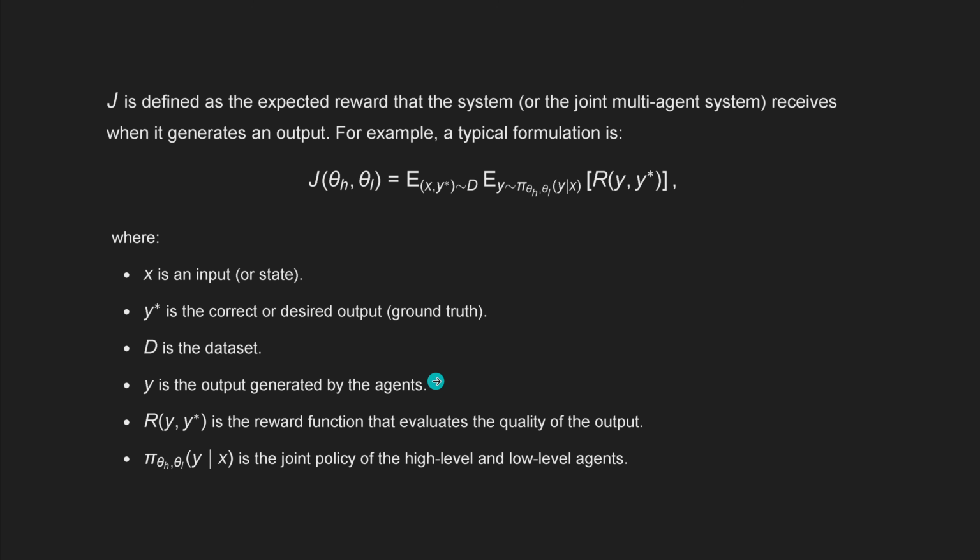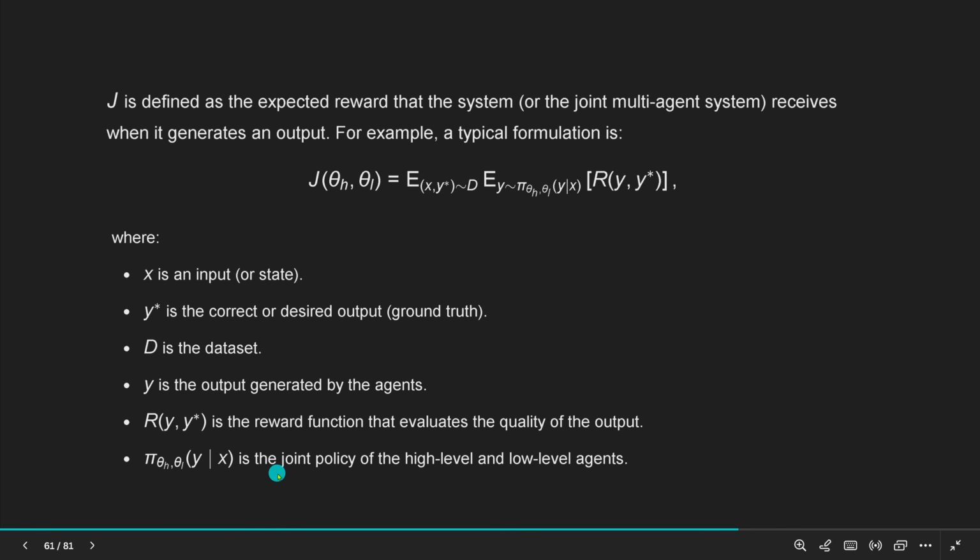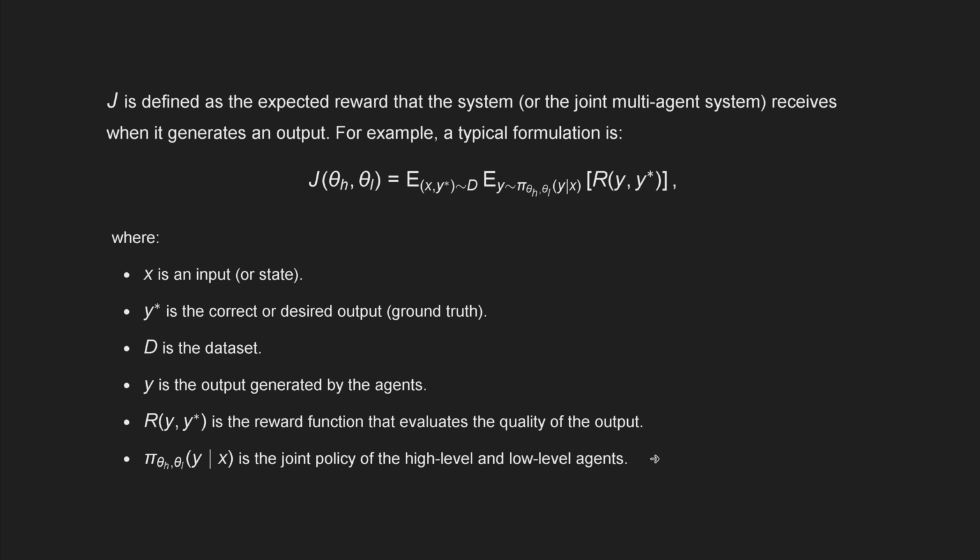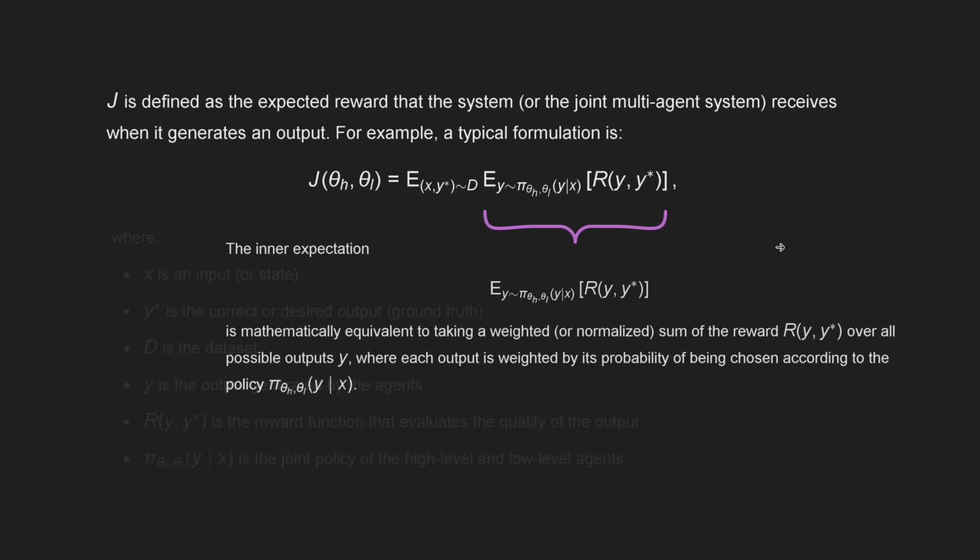Y is the output generated by the specific agent. This is not the ground truth. We want to have the minimization from Y to Y star. Then R is our reward function. It depends on the output Y and our ground truth Y star. The reward function evaluates the quality of the output Y. And then we have our policies, the joint policy of the high-level and the low-level agents. And you see, great, but what does this mean? What is the mathematical operation of this? Is this a functor? What is this?